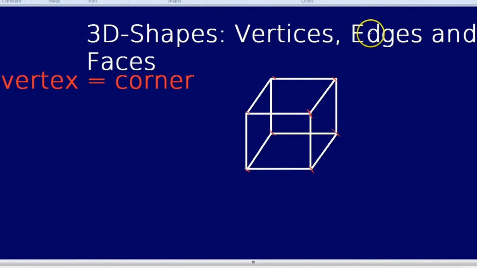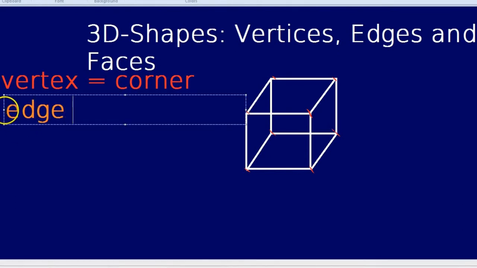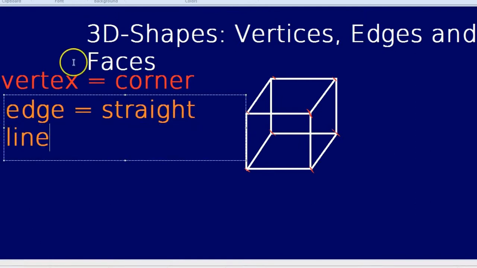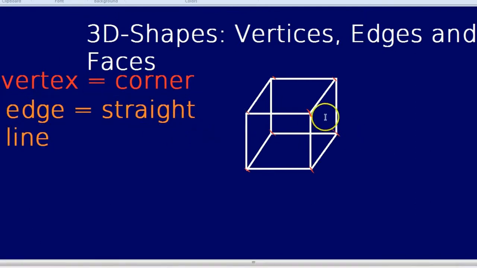What's an edge? An edge is just a straight line. An edge equals a straight line. How many edges does a cube have? It has 1, 2, 3, 4, 1, 2, 3, 4, and 1, 2, 3, 4 for a total of 12. That's 12 edges in a cube.